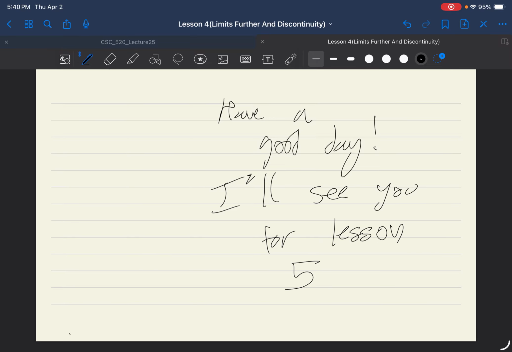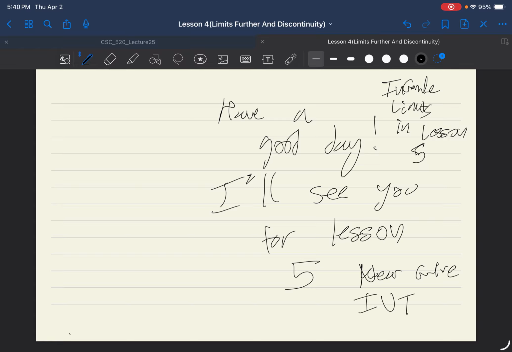We're probably going to be covering, definitely we're going to be covering infinite limits. So I covered these a little bit in lesson 2, but we'll be covering limits in lesson 5. And in the near future, we'll be covering IVT, which is the first of the value theorems.